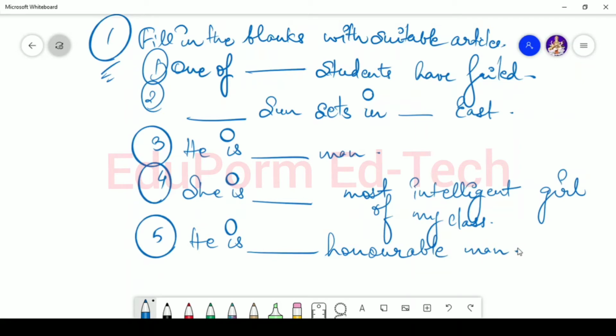I'm going to read out the question one by one. Fill in the blanks with suitable articles. One of dash students have failed. Second is dash sun sets in dash east. Third is he is dash man. Fourth is she is dash most intelligent girl of my class. Then fifth one is he is dash honorable man. Here you have to fill in the blank with suitable article.